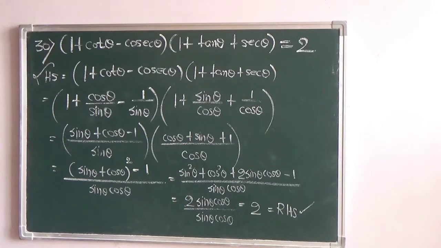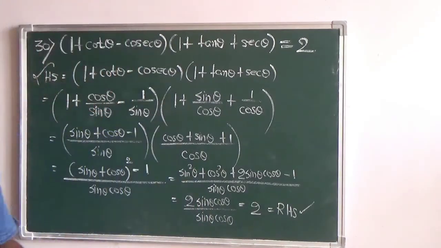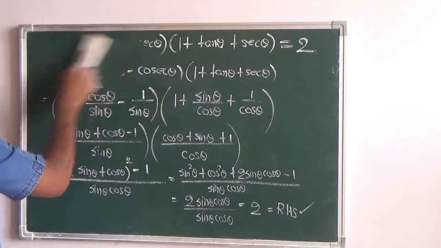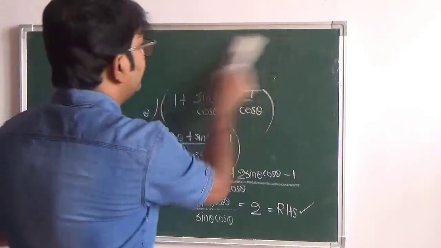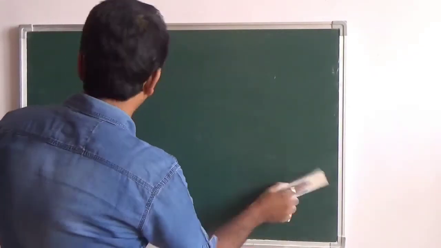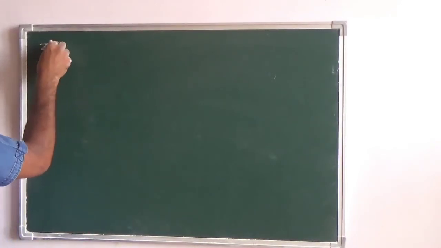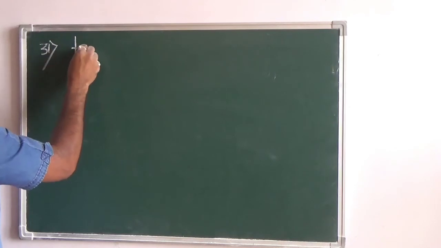So now I will write down a few questions. You just take it as homework and try to solve, and then we meet in the next class. Now, 30 questions we have solved till now, and a few questions I am giving you. I am simply writing them on the board. You just try it at home.